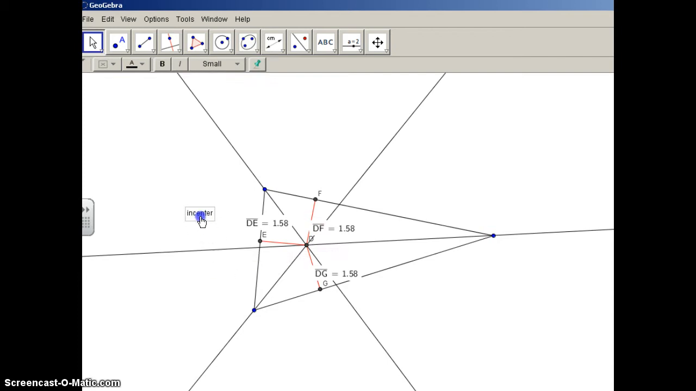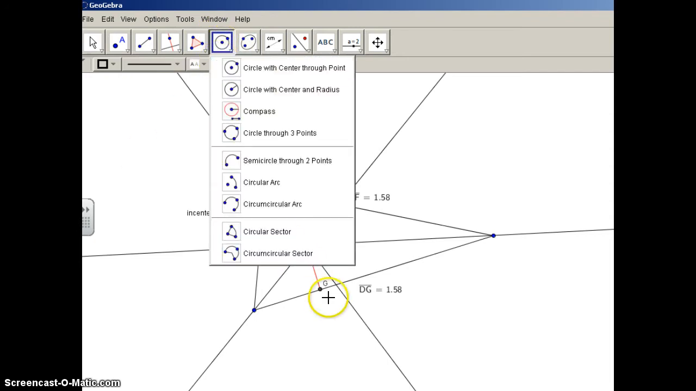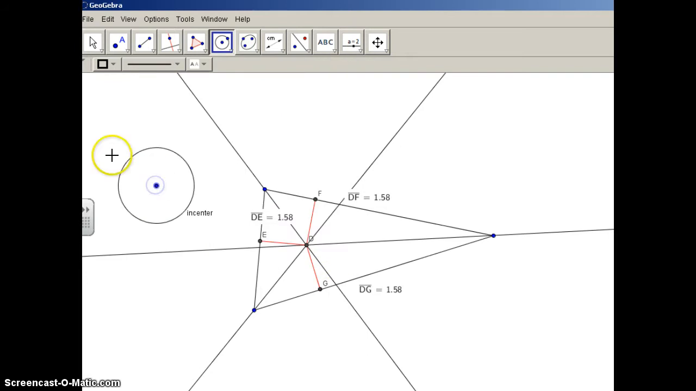Now, another really cool thing about the incenter is that it becomes the center of a circle that's inscribed within the triangle. So let me show you what happens. If I were to get a circle here, okay, I just want a circle. Oh, what did I do? Get out of there. Okay, I want a circle where the incenter is my center.